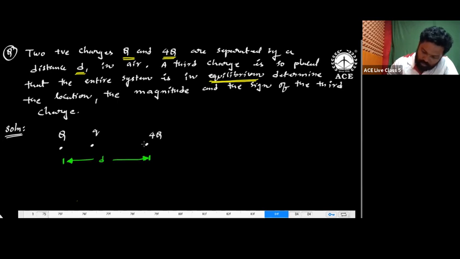Why? Because the charge Q has a weaker force, so there is a possibility for the cancellation. Anyhow, we're going to get the distance here. Here is x. This is number 1. Here it is number 2. Here it is number 3.